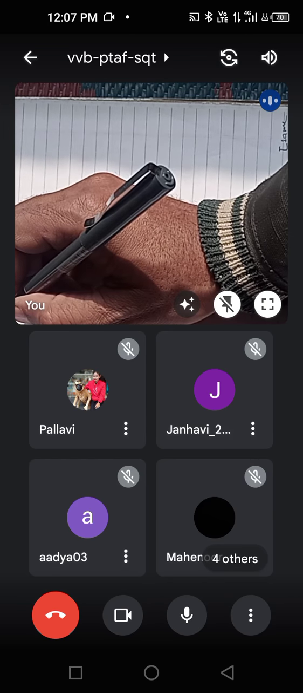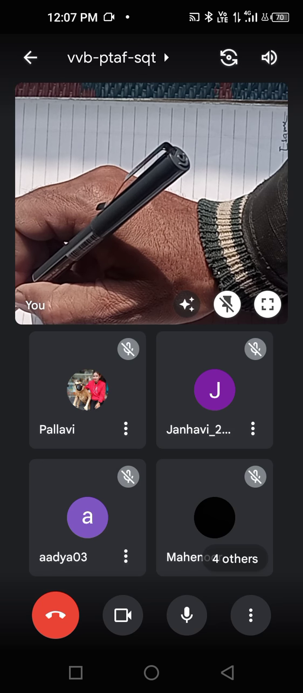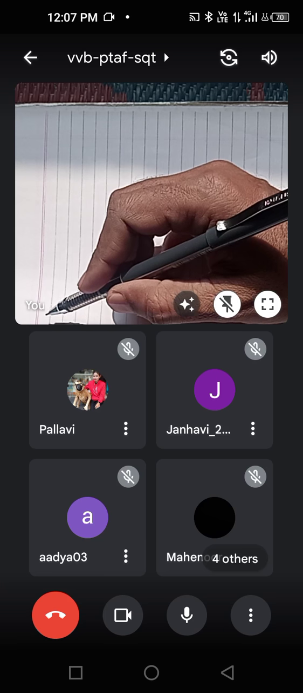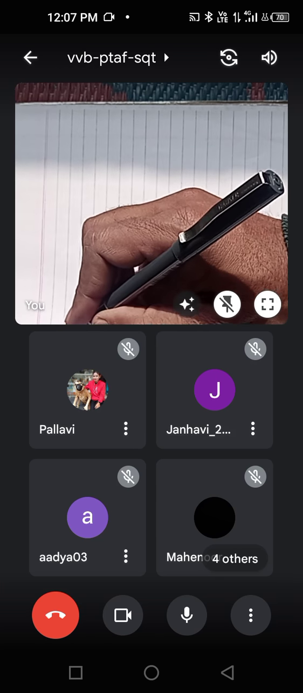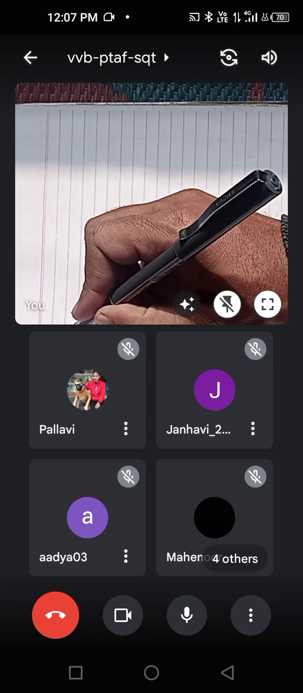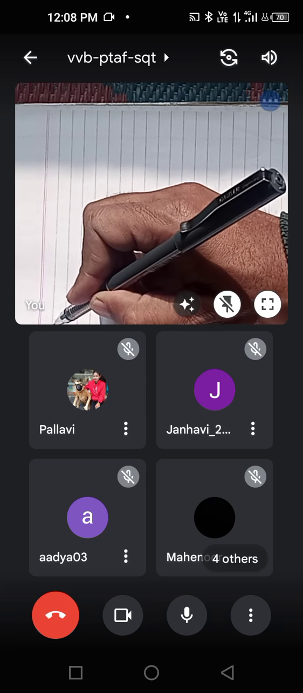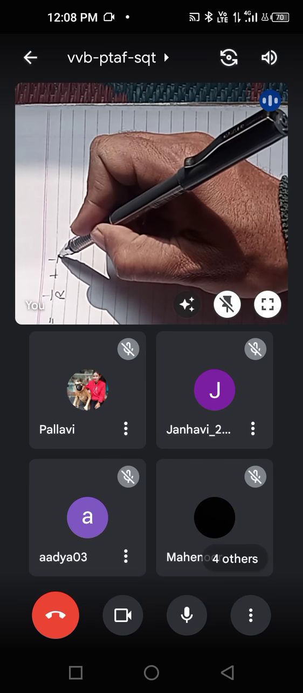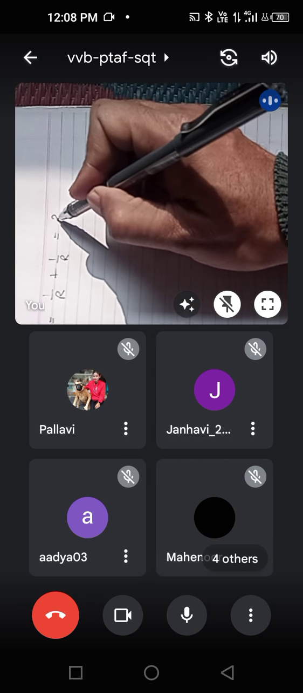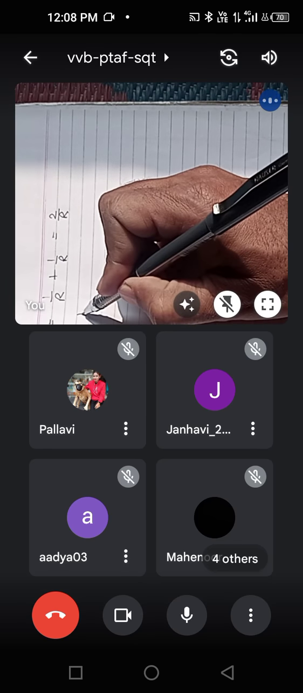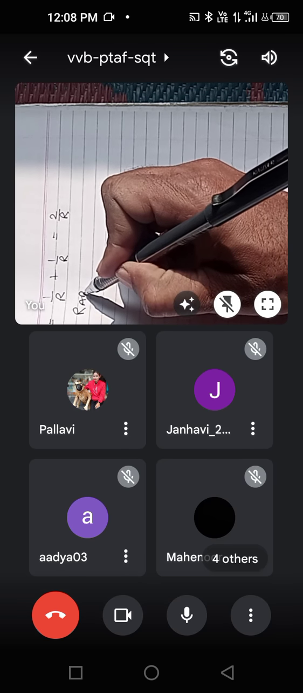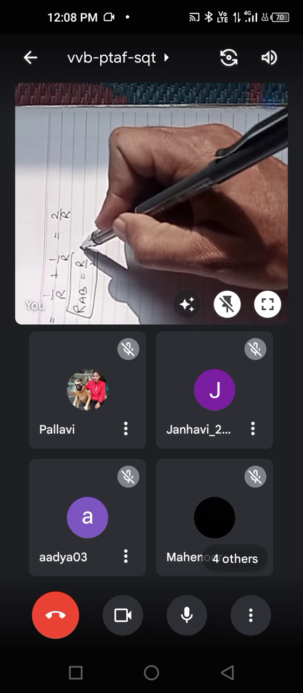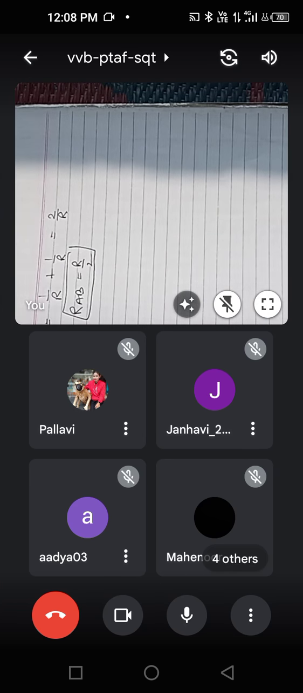So the effective resistance between A and B will be given by 1 upon R_AB is equal to 1 upon R, they are in parallel now, plus 1 upon R, that is equal to 2 by R. So resistance between A and B is equal to R by 2. Okay? R by 2 ohms.